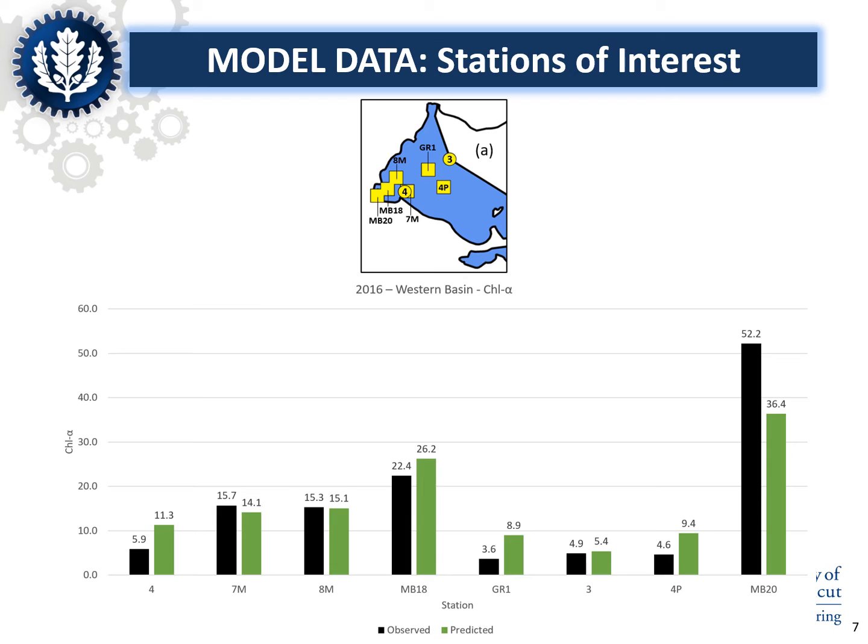The plot in the bottom shows the 2016 observed versus predicted chlorophyll-A concentrations by the chlorophyll-A model. The observed is indicated by the black bar, and the predicted is indicated by the green bar. In total, there are 8 stations in the western basin, but we will only focus on the most problematic stations that are also well predicted to draw conclusions from our tests. These stations are going to be 7M, 8M, and MB18.